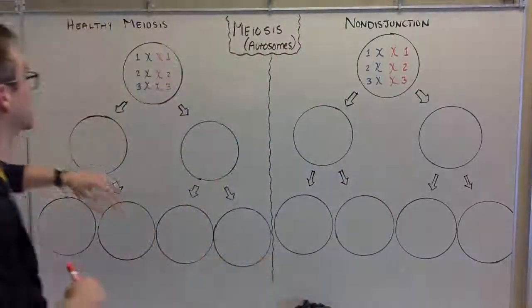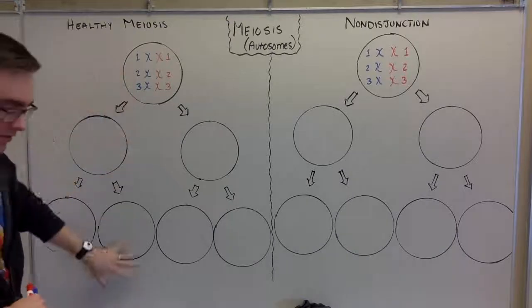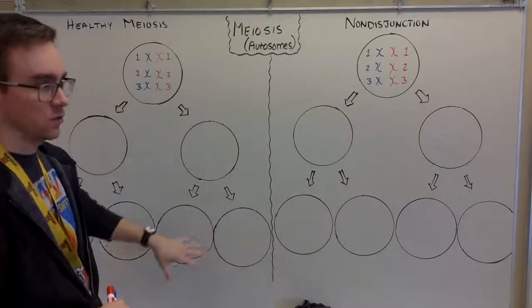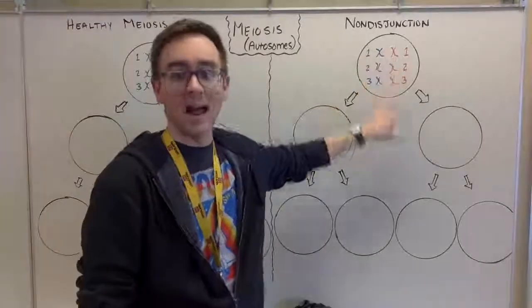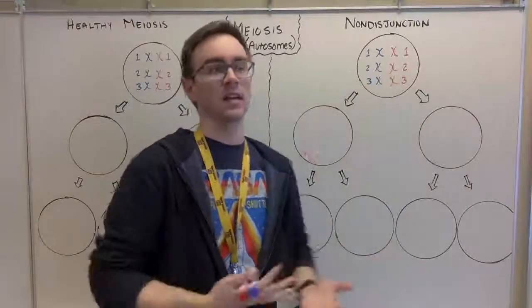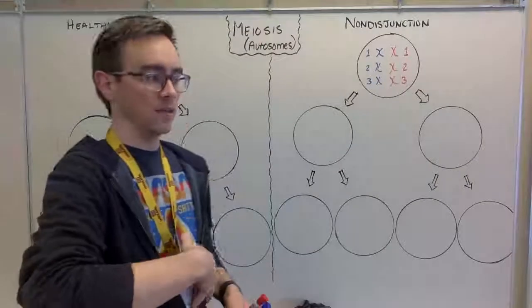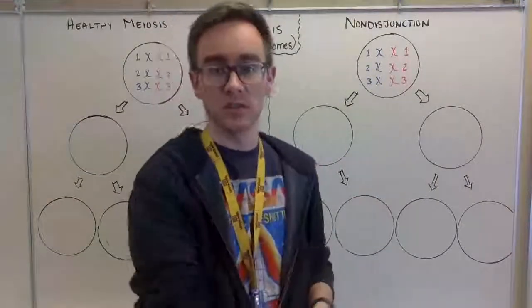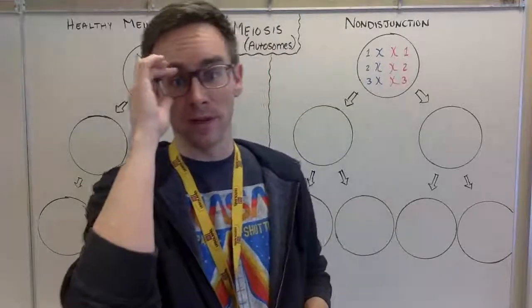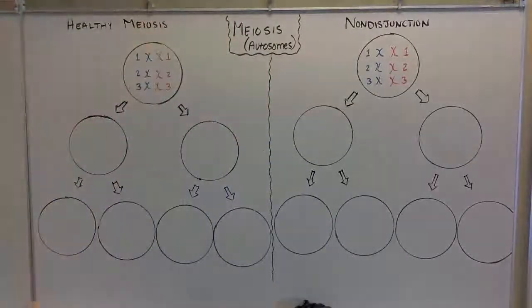I'm first going to talk about healthy meiosis, so that we can compare what's supposed to happen versus what might accidentally happen. Just like we did with DNA, we talked about how DNA is supposed to be read to make a protein, and then we talked about mutations, where there's a problem in that process. So we're going to talk about those.